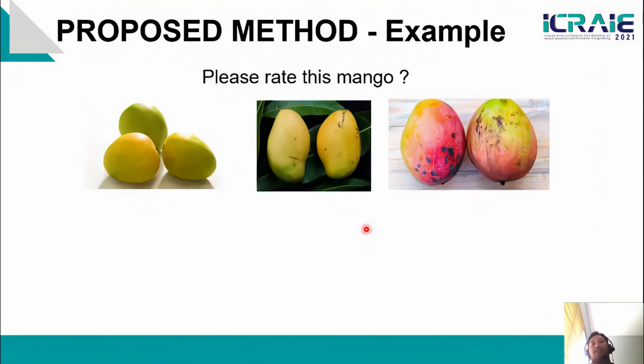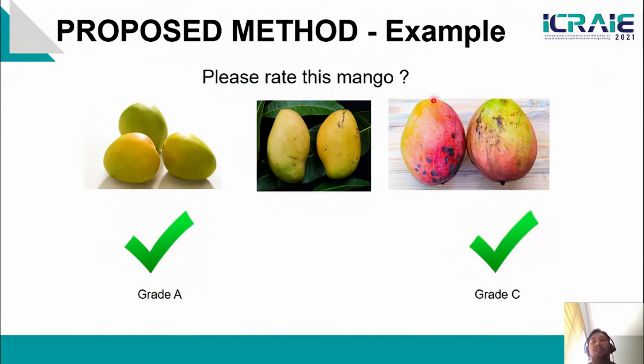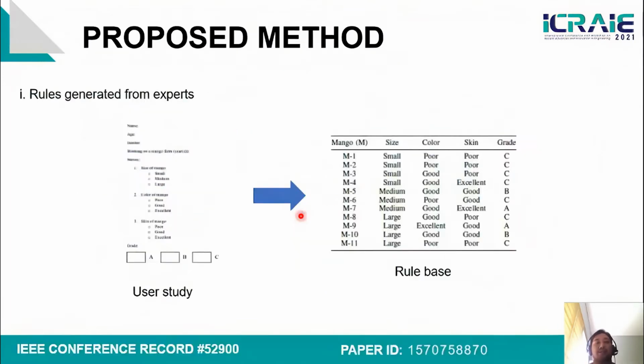Let's say here is the situation. If we show a mango to the experts, it will be easy to grade. This one might be a grade A, and most of the experts will agree it is a grade A. Most of the experts will also agree this one is a grade C. However, what happens with this mango? It might be a grade A, it might be a grade C as well. Some experts will give a different answer. So from that scenario, we propose a method with the following steps.